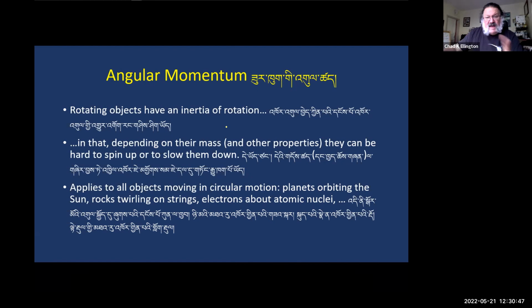And the mathematical equation for angular momentum, we often use a capital L with a vector symbol on it to represent angular momentum.